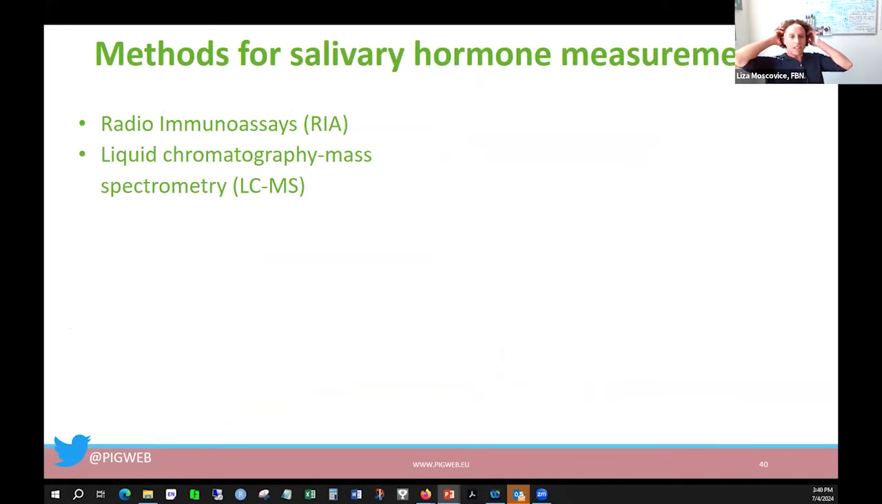Now, methods for salivary hormone measurement. The earliest measurements were done with radioimmunoassay or liquid chromatography mass spectrometry, LCMS. They're still the most precise methods, but they have drawbacks. They're quite expensive, and in terms of radioimmunoassay, you have to use radioactive materials.